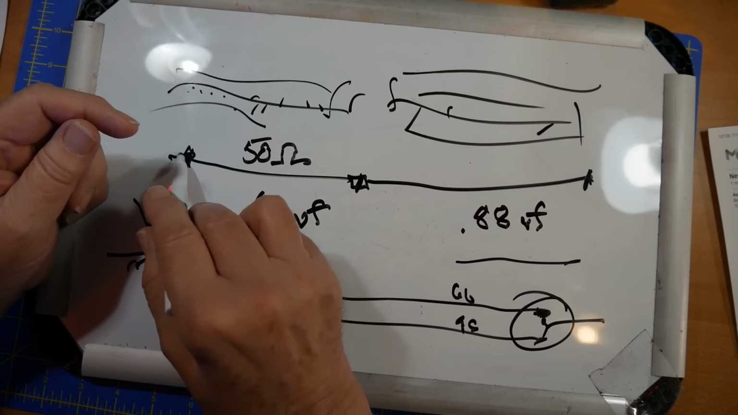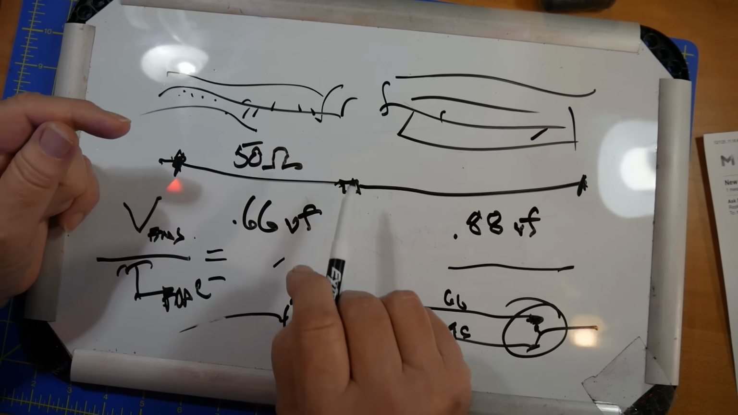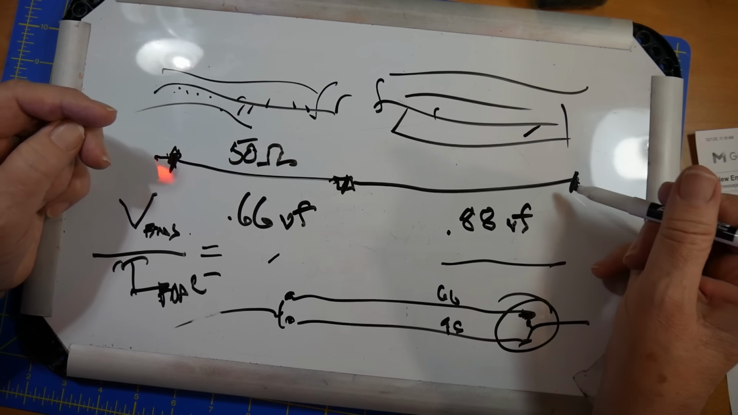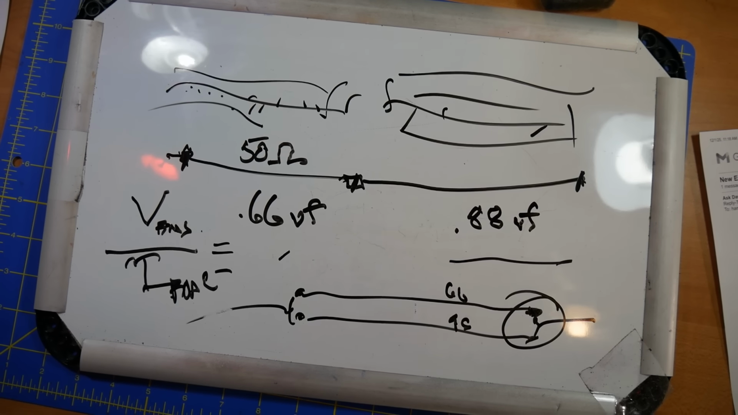Now if you measure this with an ohm meter, you're not going to get impedance, but you can measure the impedance with a NanoVNA or something like that. It is designed to work at RF. So there you go. I think that's the answer to your question.